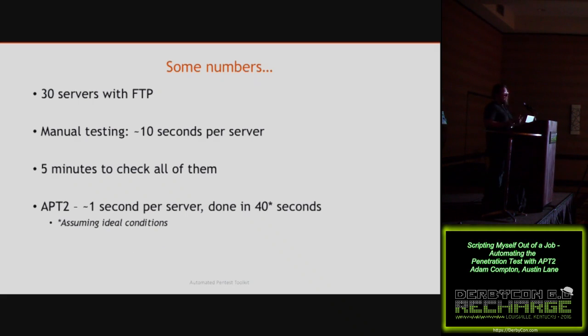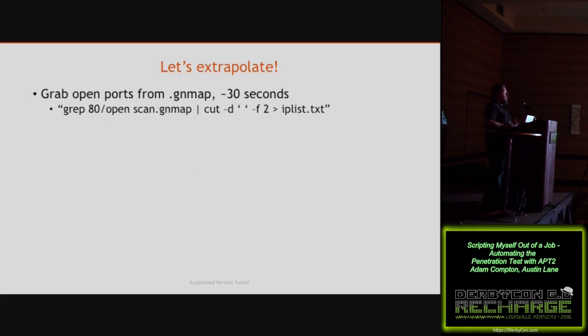So let's extrapolate. For any service you can think of, typically what you're going to do is take the scan file and see a list of all the stuff that's on this network. We like to go to FTP, SMB, HTTP, stuff like that. You're going to go down the Nmap output and say, all right, there are all these hosts that have this service, so let's grep this port out of the file.